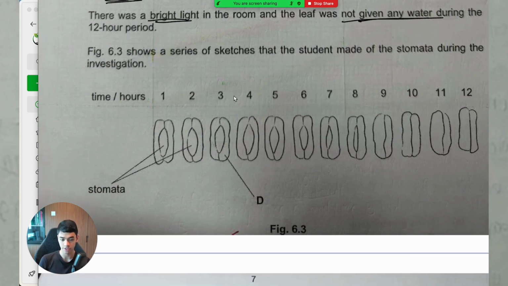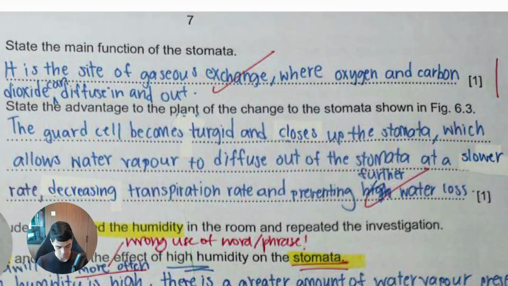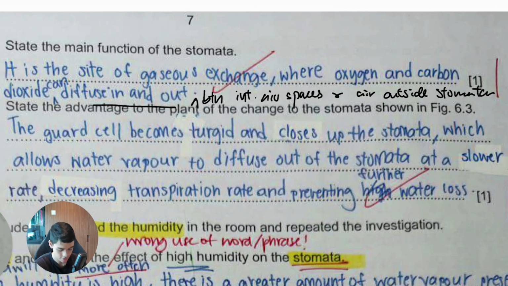So now let's go to the question. Function of the stomata. Okay, this was good. It was 1 mark. I would add, to make it better, diffuse in and out from where to where. Because movement of things is always from one place to another, right? So if in bio you can be specific and state where to where, it's always good. Between the intercellular air spaces and the air outside the leaf or outside the stomata. That's showing the two places.